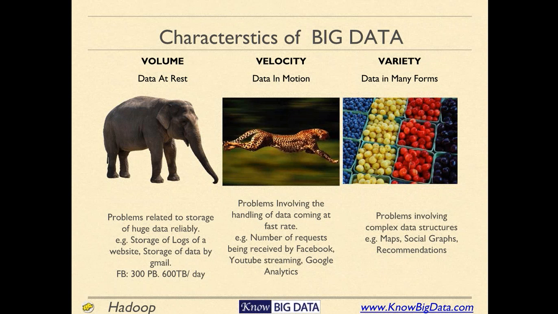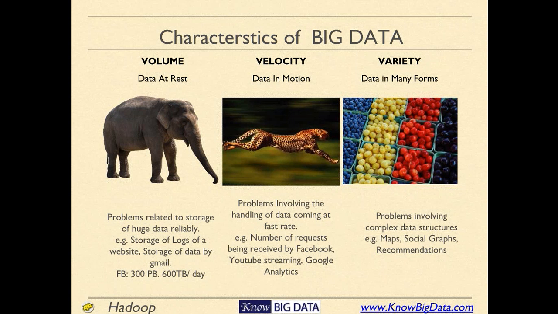Second is the velocity. Now, what do we mean by velocity? Imagine that you launched a nice website and there are millions of views coming to your website per second. How do you handle that? One computer cannot handle that kind of velocity, and therefore, to handle that kind of load, you need distributed computing.